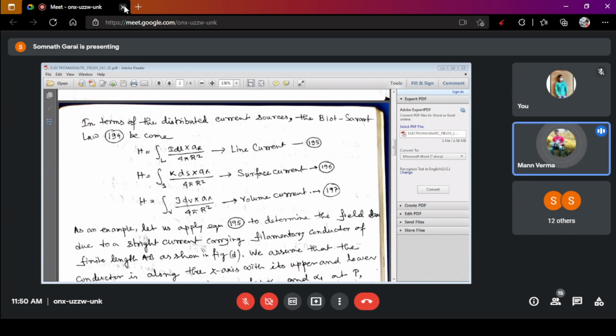So it is cross or into? Which one? Cross. It's a cross product, right? Cross product. Okay, right.